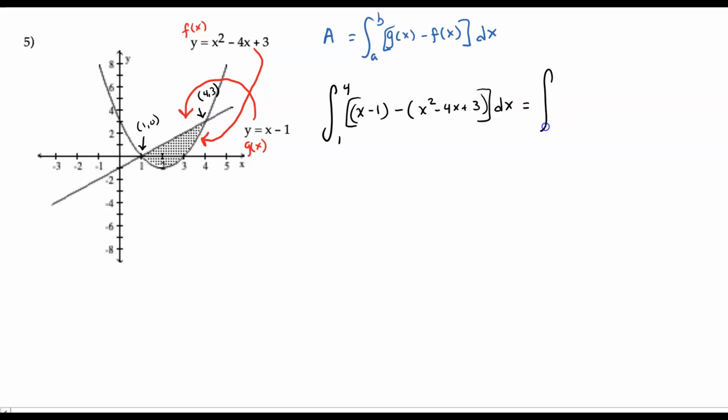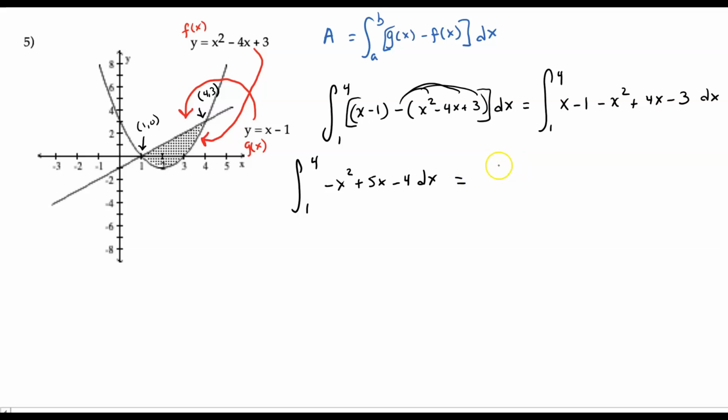Okay, so now what we do is we set this up so that we can, of course, distribute that negative sign, and then combine like terms. So x minus 1 minus x squared plus 4x, and then minus 3, and then dx. And now I think we'll combine like terms. So let's just put it in descending order just so it's nice. Negative x squared, the x plus the 4x gives me a 5x, so plus 5x. And then negative 1 minus 3 gives me a negative 4. And now, again, with respect to x.